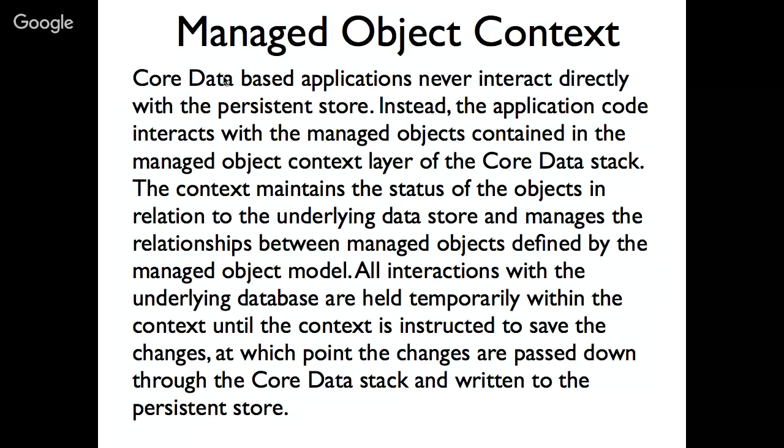Instead, the application code interacts with the managed objects contained in the managed object context of a Core Data stack. The context maintains the status of the objects in relation to the underlying data store, the SQL database, and manages the relationship between managed objects defined by that object model. The example here would be string, string, string. All interactions with the underlying database are temporary.